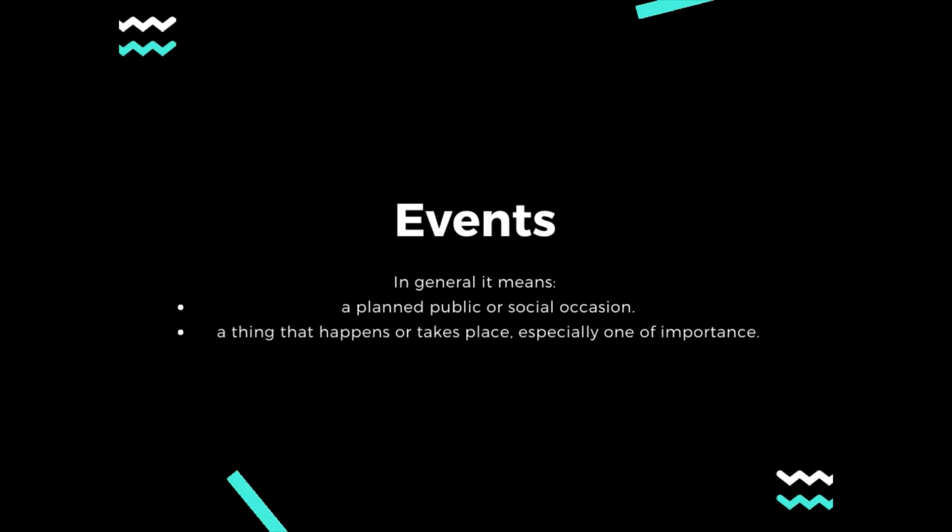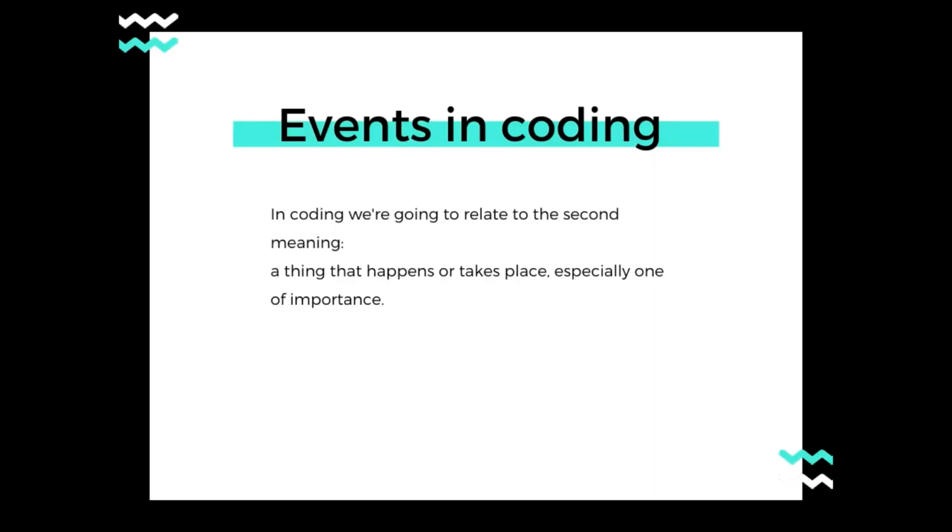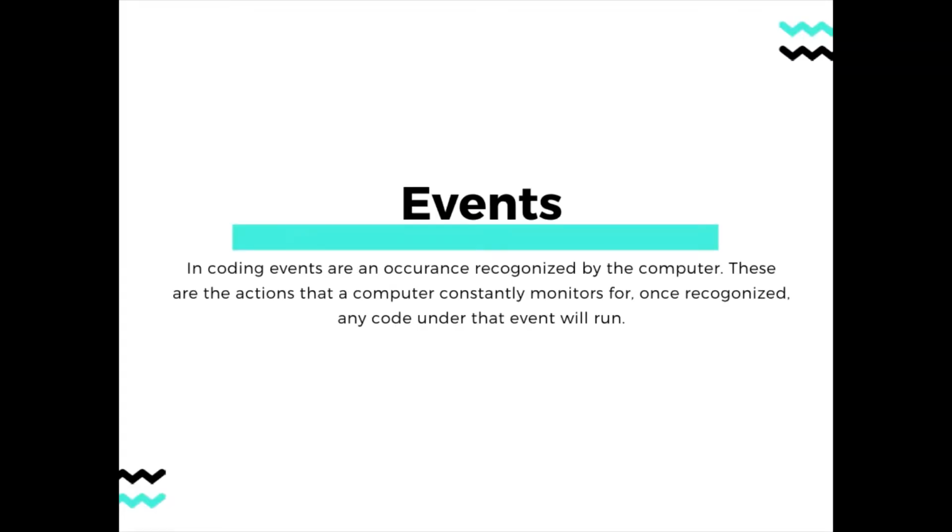Events in general means a planned public or social occasion, or it can also be a thing that happens or takes place, especially one of importance. In coding, to relate, we're going to take the second meaning, a thing that happens or takes place, especially one of importance. In coding, events are occurrences recognized by the computer.